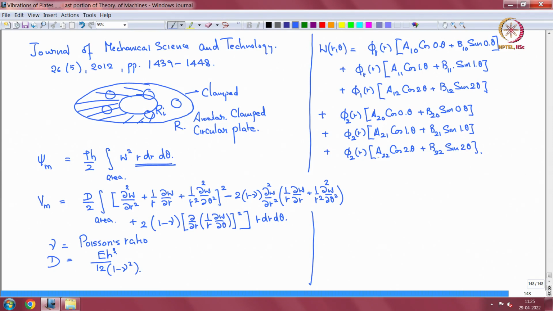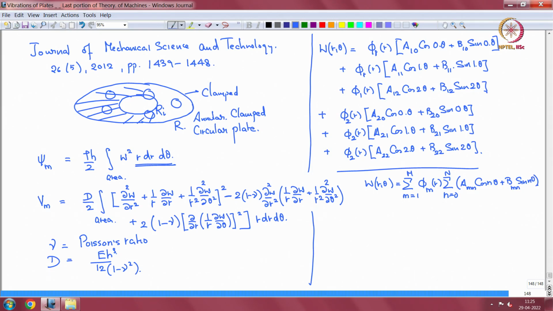Okay. In a summation form, how does it look like? W of r and theta looks like summation m going from 1 to capital M, phi m of r into n going from 0 to some N, a m n cos n theta plus b m n sin n theta. Okay.